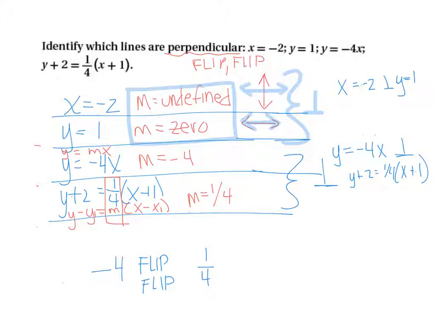And if it's bothering you, this point slope form, you guys know how to get rid of that. You can distribute, and then you can isolate y. So y equals 1/4 x plus 1/4, and then subtract 2, and you get y equals 1/4 x minus 1 3/4. But as you can see, the slope is still here right in front of x. It's 1/4.